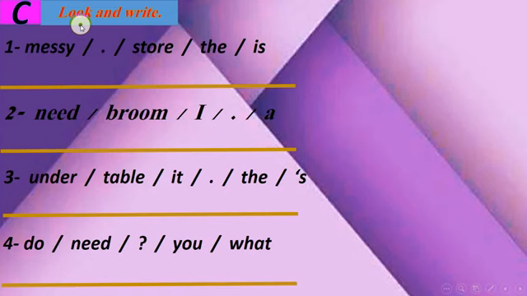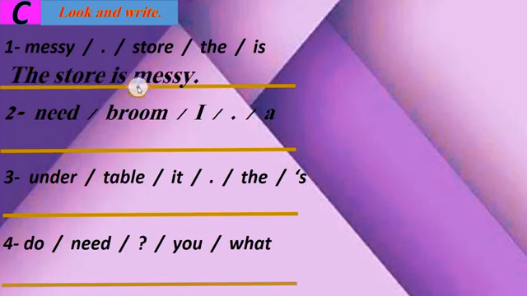Yes, look at number one. We have messy, dot, store, there, is. This is a mixed sentence, a wrong sentence. Now, arrange it. Yes, it becomes the store is messy. When Lula says the store is messy.